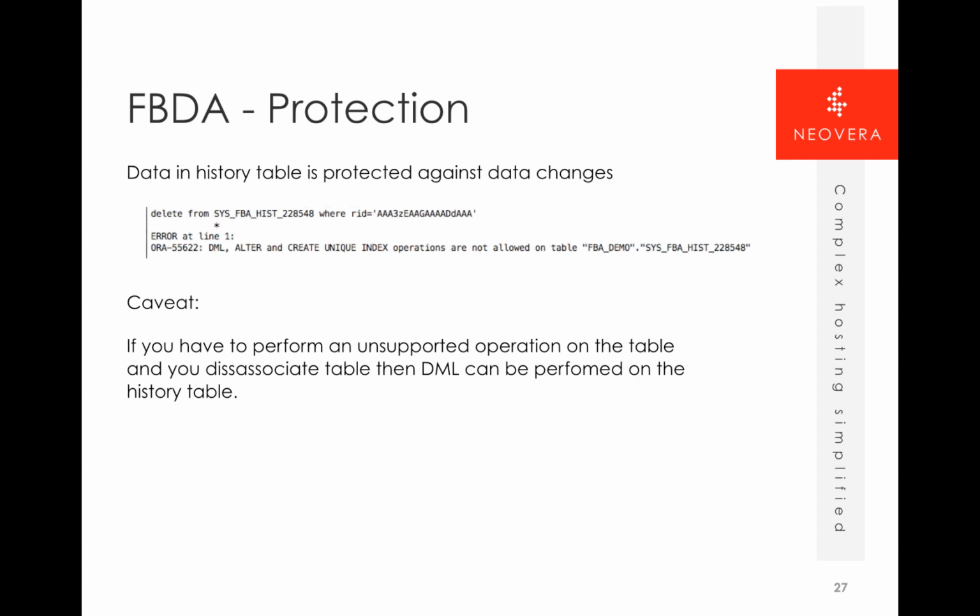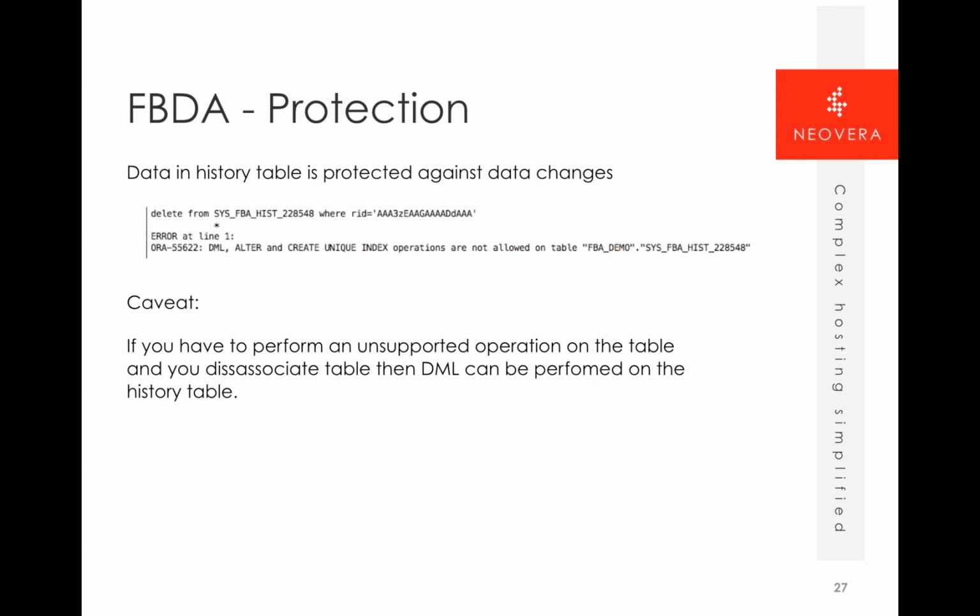Some of the protection on the Flashback data archive. So the data's in the history table. We saw the syshist and then some object ID, that's actually protected against data changes. So once that's set up, if you have a user try to go in and say, okay, I did something, now I want to try to erase all evidence of that, you can't actually do any DML against that under normal circumstances. So if they try to delete, they'll get an error.